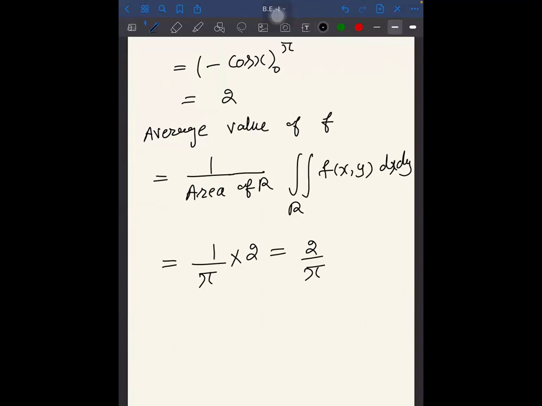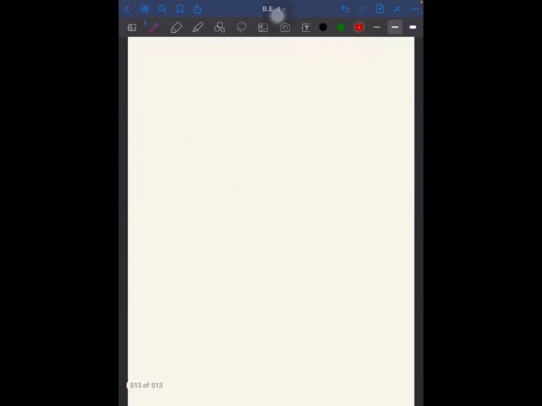So now let's move to exercise 13.2. I'm trying a few questions from it. Okay, so let's start. Question number 3 is, we need to calculate the area by double integral.